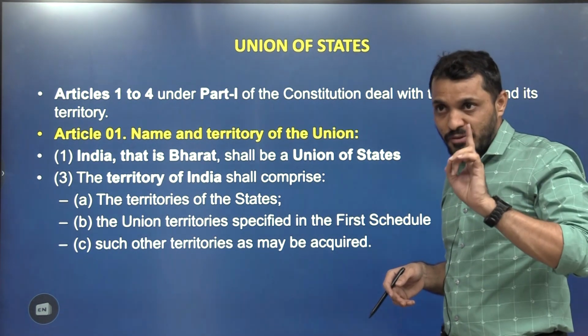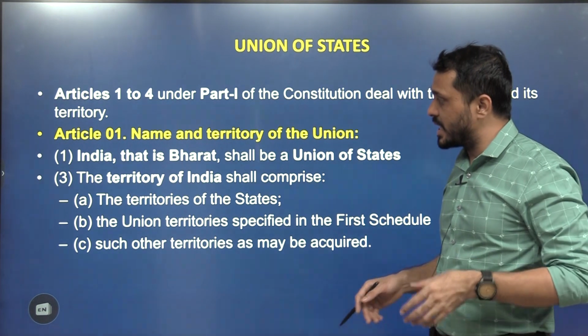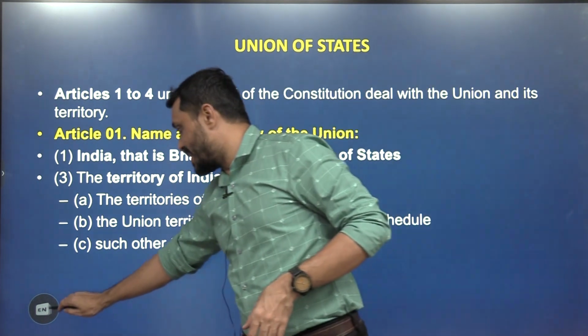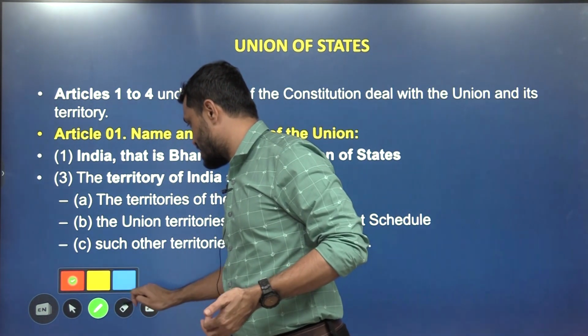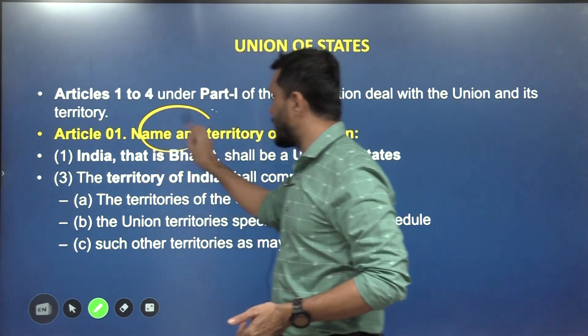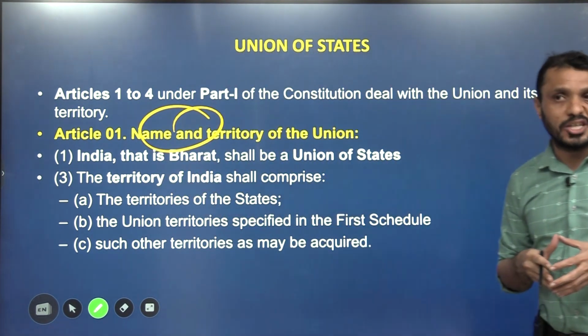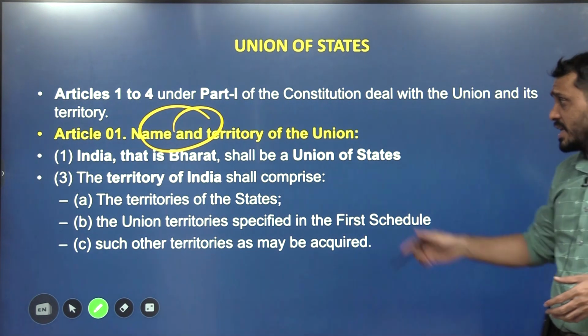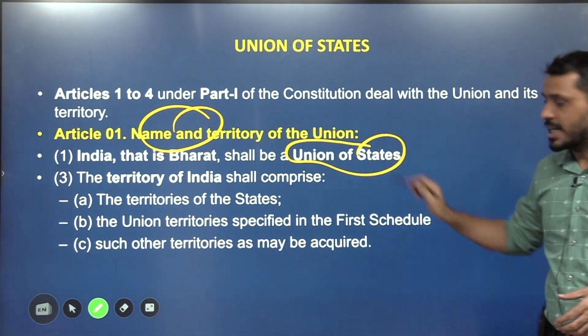One is the name of India. The name of the country is Bharat; that is one name it is giving. And of course, the nature of India. What is the nature of India? Is it federal or unitary? It is saying India is a union of states.